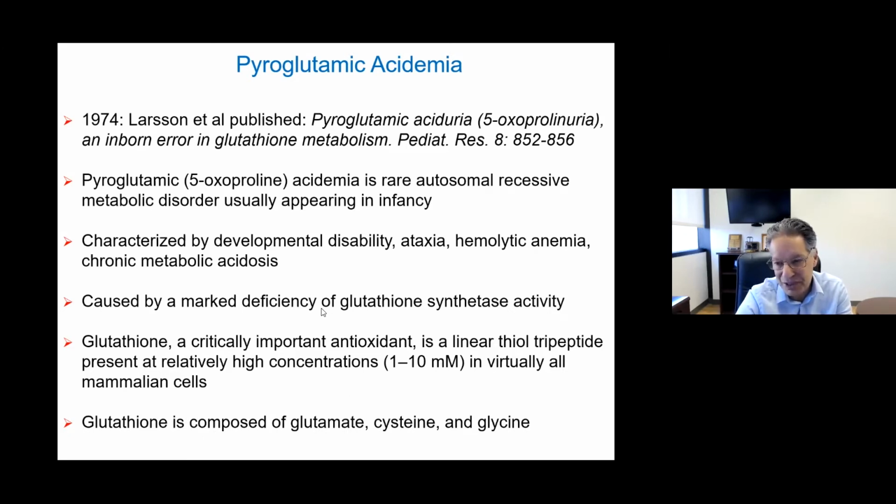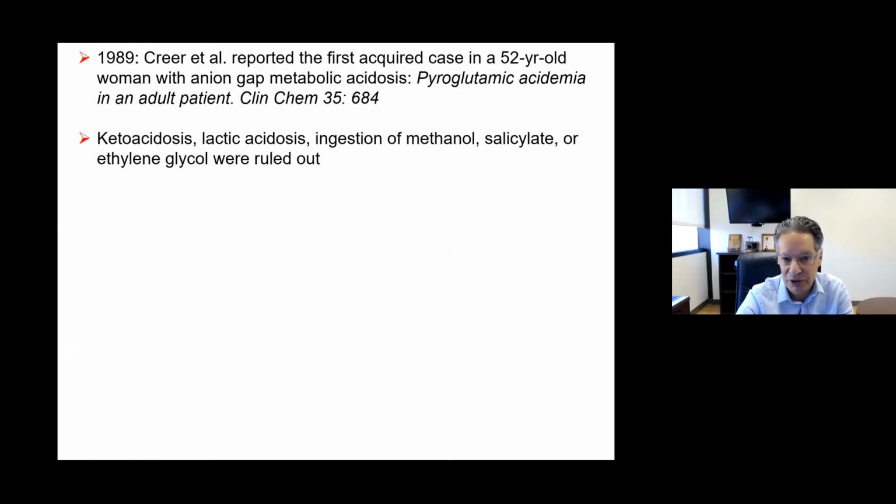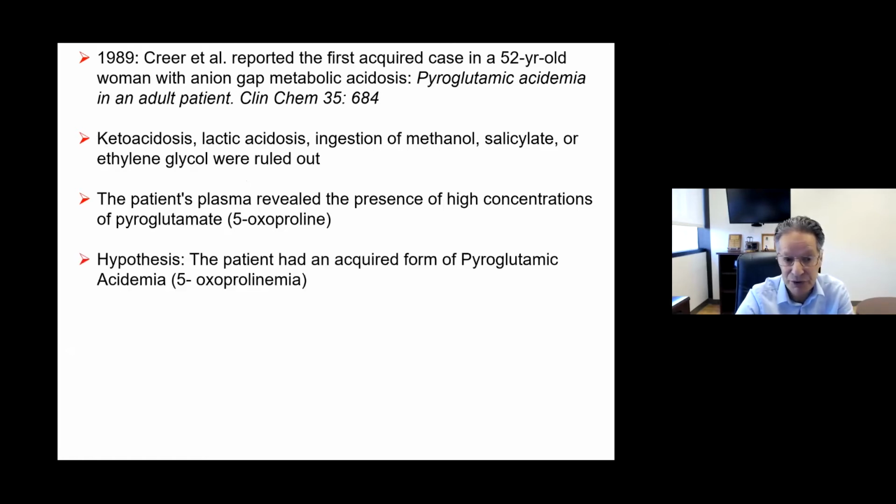Now, in our patient, it was interesting because this patient was not known to have this before and should have had this since childhood if it was on a genetic basis. But in 1989, Creer reported in an adult pyroglutamic acidemia, and this appeared to be acquired, and it wasn't clear why, but it definitely wasn't present before. Ketoacidosis, lactic acidosis, methanol, all the other causes of an organic acidosis were ruled out. And the patient had high concentrations of pyroglutamate, also called, as I mentioned, 5-oxoproline. So the hypothesis was that the patient had an acquired form of this acid-base disorder.